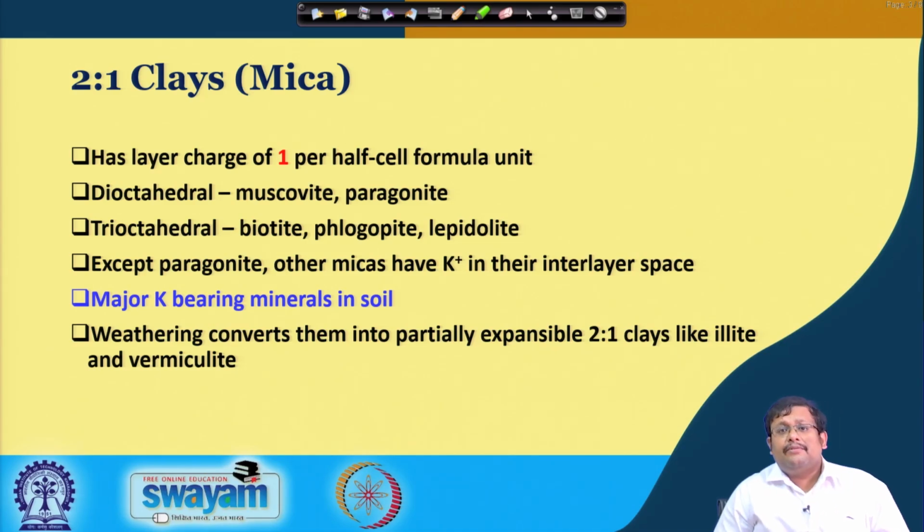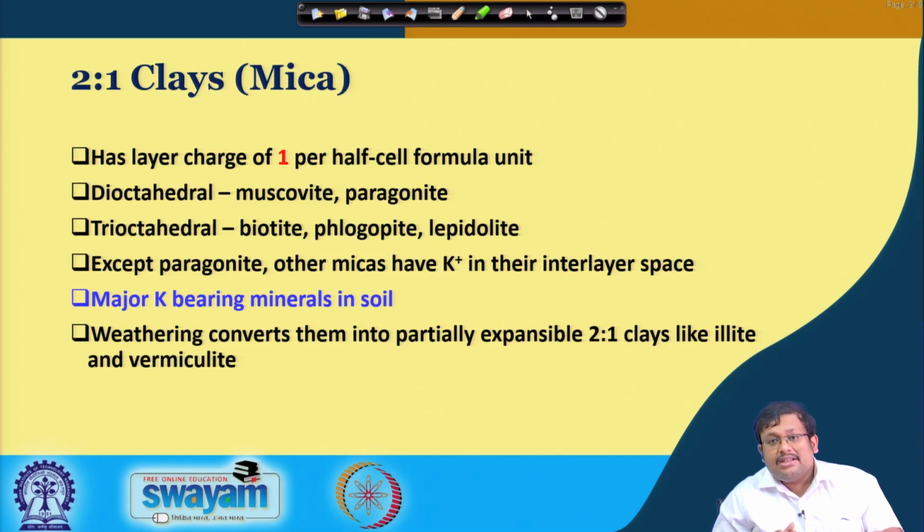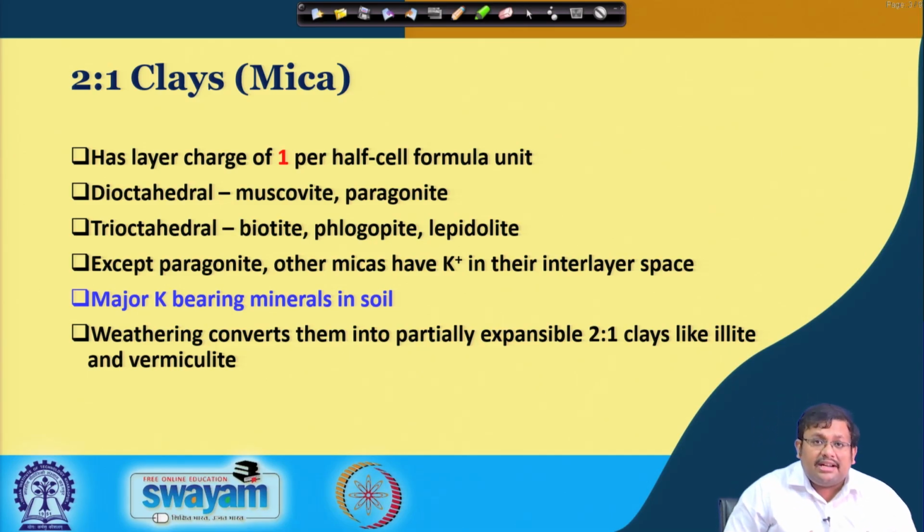Another 2:1 type of mineral is mica. Remember, in case of mica, it has a layer charge of 1 per half cell formula unit. It is basically dioctahedral in nature, that means aluminum is dominant in the octahedral sheet. Examples are muscovite and paragonite. Also, there are some trioctahedral micas. Examples are biotite, phlogopite and lepidolite.